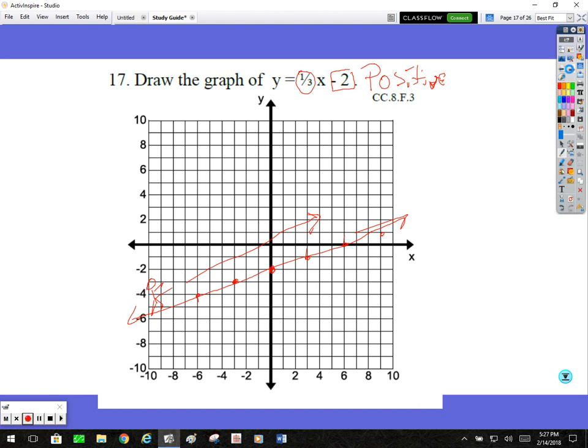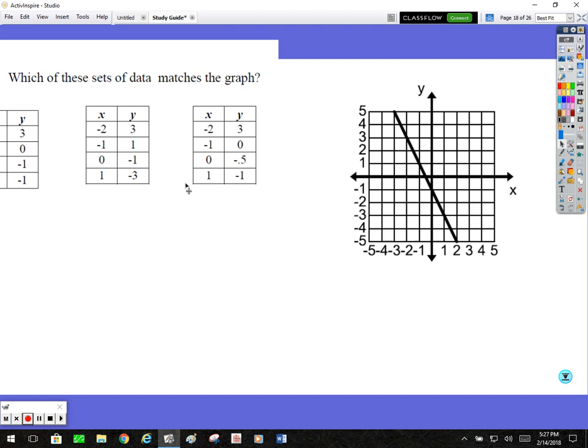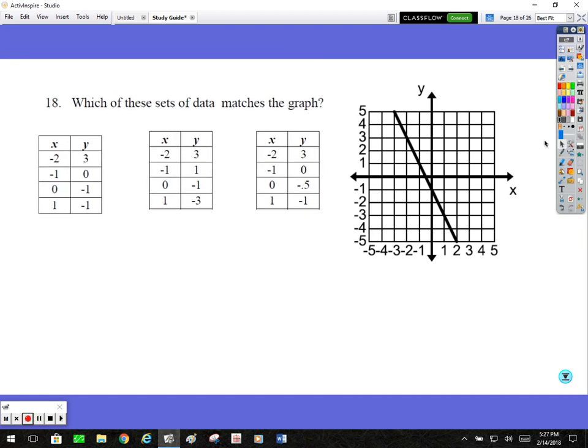Okay. 18, which one of these matches the graph? Let me pull this over just a little bit. Here, all you're doing is checking which one of these has those dots. Well, if I look right here, I'm not even going to fool with that first dot because the first one is the same in every one. So I'm going to look at that second one. So -1, 0. If I go to -1, 0 and put a dot right there, that's not touching the line. Okay, so it can't be that one.